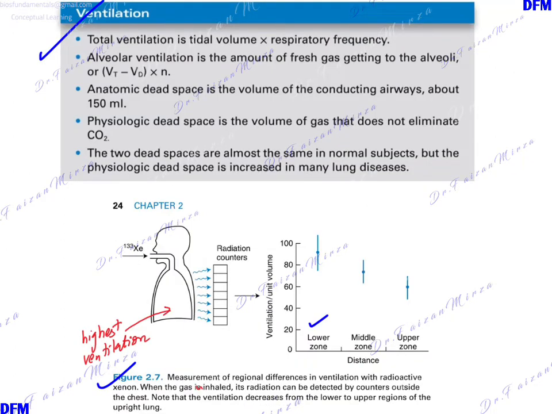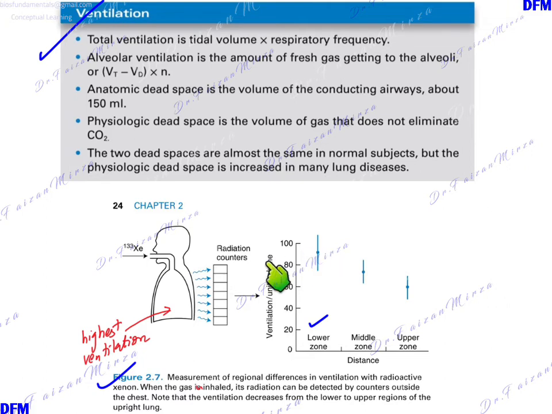The total ventilation is the tidal volume multiplied by the respiratory frequency. Alveolar ventilation is just the amount of fresh air which is going into the alveoli, or you can say the difference of Vt and Vd multiplied by n. Anatomic dead space, as I've discussed, is about 150 ml, and physiologic dead space is the volume of gas that does not eliminate carbon dioxide. So the carbon dioxide that stays within the lung represents your physiologic dead space. I already discussed that the two dead spaces are the same in a normal individual, but the physiologic dead space might be raised in individuals who have a respiratory disorder.